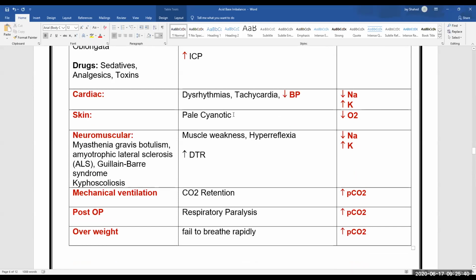This one gives you a pale, cyanotic look because you have an increase in what? Increased CO2, right? So when you have increased CO2, you're going to have a cyanotic type of skin.